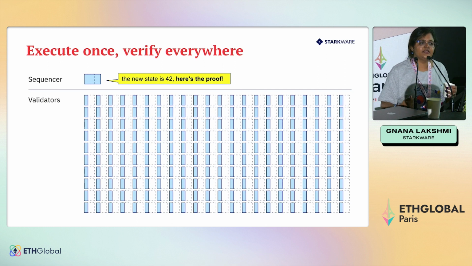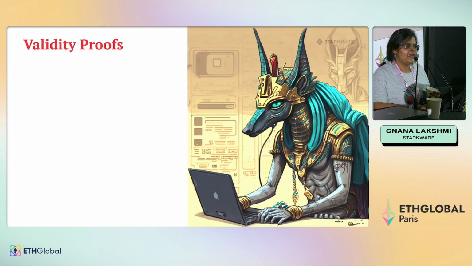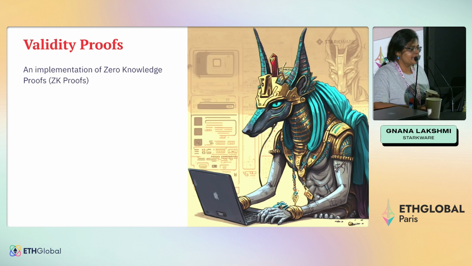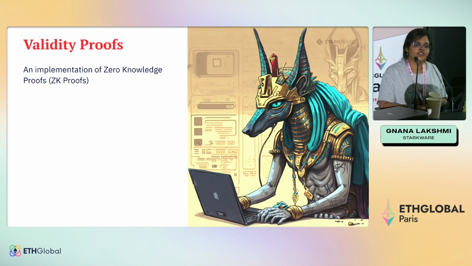Not just Starknet, but almost all of the zero-knowledge proof mechanisms that you're looking at, or validity rollup mechanisms, use this exact mechanism to achieve scalability for Ethereum. And that's why you should learn about Starknet, that is, validity proofs. Validity proofs are an implementation of zero-knowledge proofs. To say that they are zero-knowledge proofs is actually a misnomer.